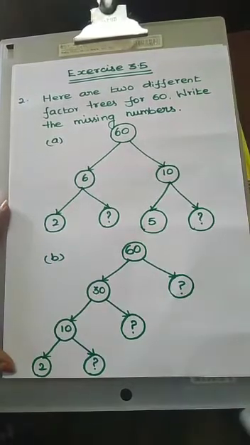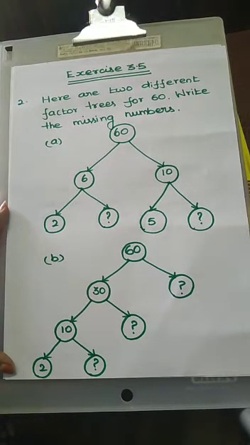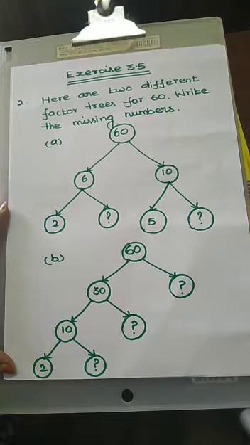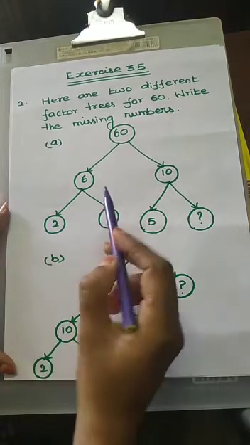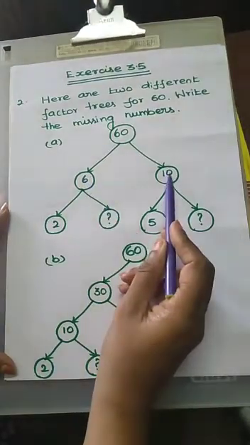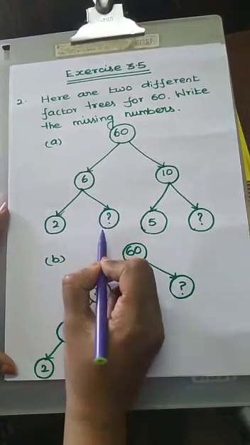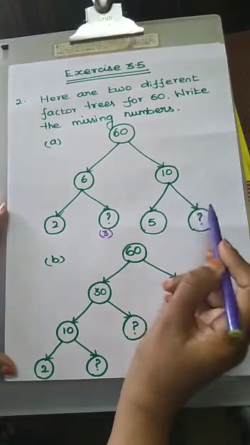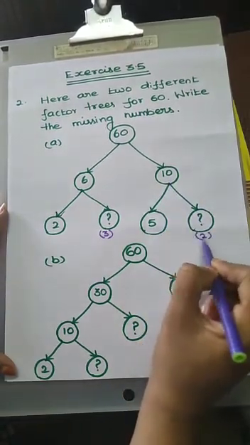Exercise problem, exercise 3.5. Here are two different factor trees for 60. Write the missing numbers. What is the first number? 60. How can we split the number? 6 into 10 or 30 into 2, 3 into 20 like that. First we split the number 6 into 10, that is given. Again we have to split the number 6, 2 into 3. So the missing number here is 3. Next how can we split the number 10? 5 into 2. The missing number here is 2 only.